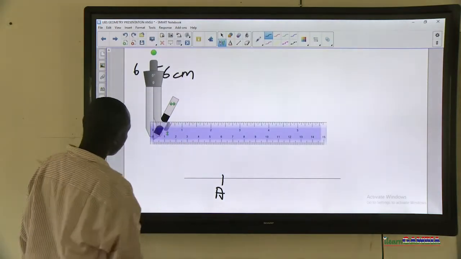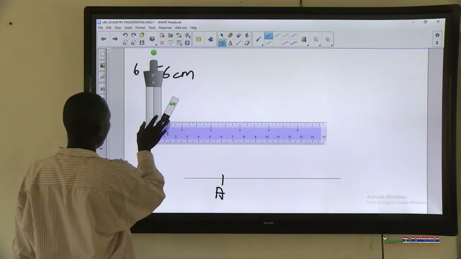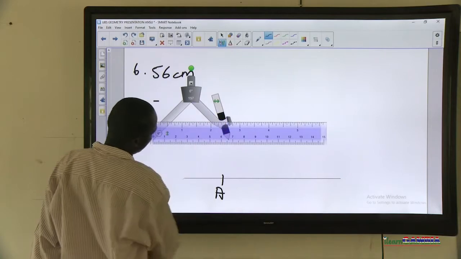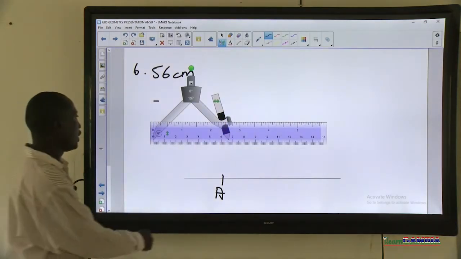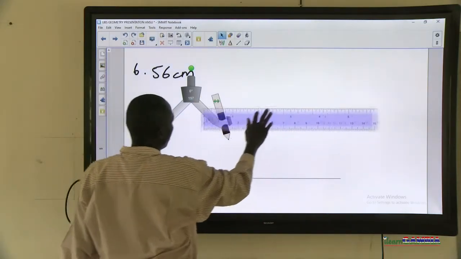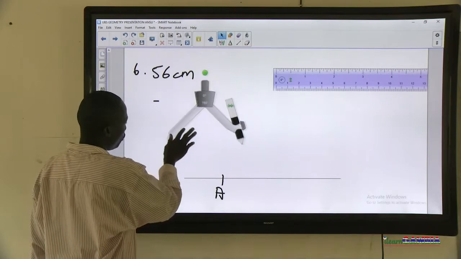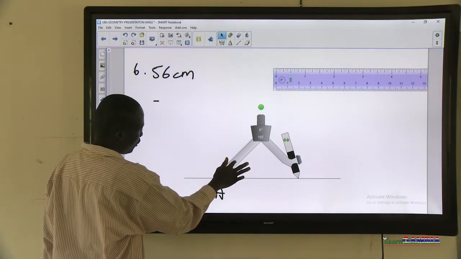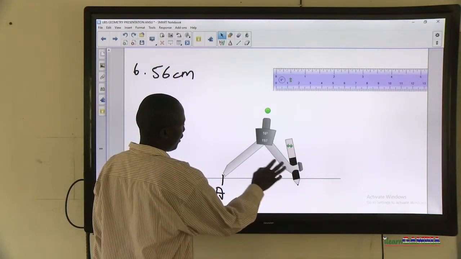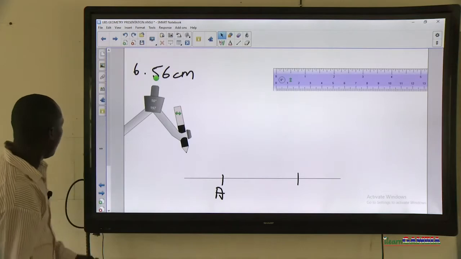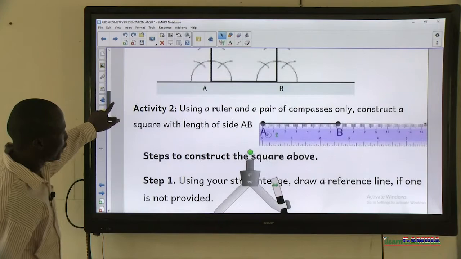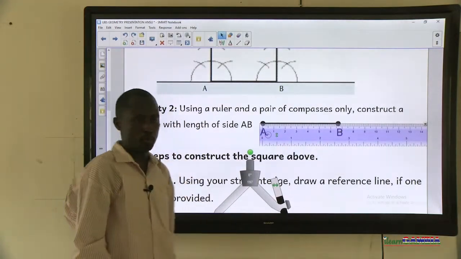See where the 0 is? Open it to 6.56 centimeters. You can see it there. With this distance, take your compass point and put it at A, then you mark an arc on the straight line you have drawn. That distance is the one we are supposed to have here. This distance is what we have just copied.